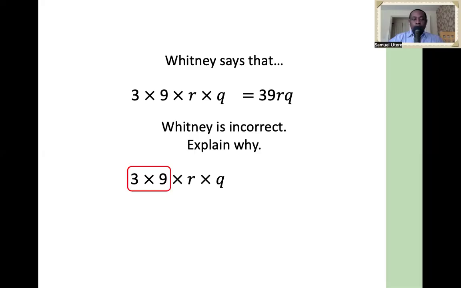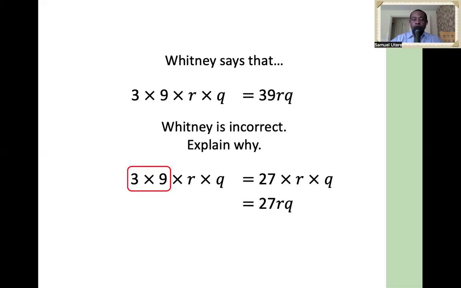We need to look at the numbers first. So we need to multiply 3 times 9. So 3 and 9, that will be 27. But would it be right to write 27RQ? Have a think.